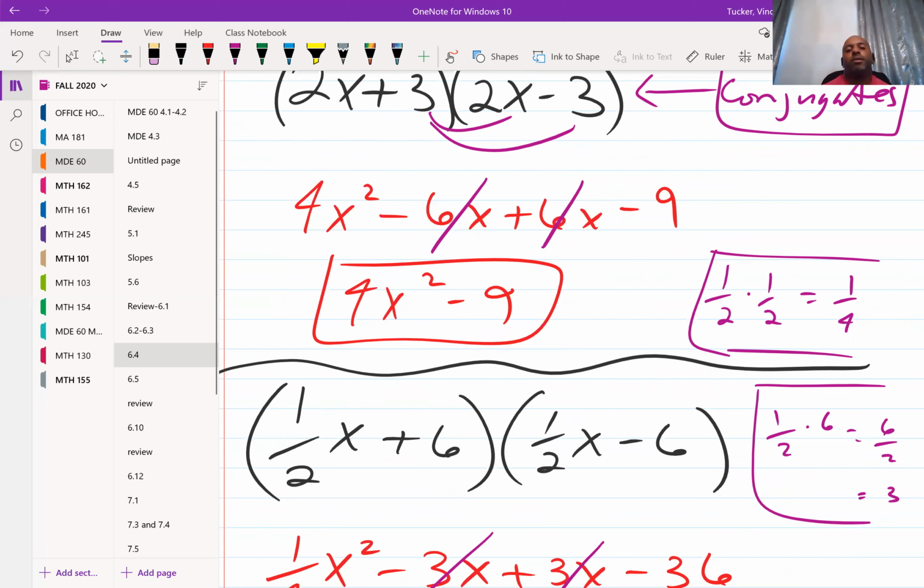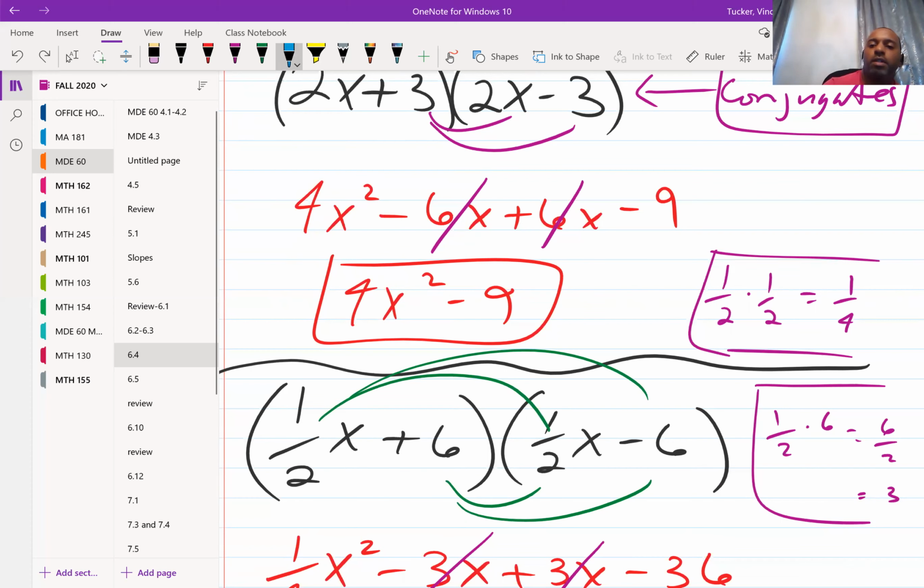Here, similar situation. We have 1/2 x plus 6, 1/2 x minus 6. So once again, plus or minus in between is the only difference, so something should cancel out for us. If we do our distribution, 1/2 times 1/2, that's what I was doing right here just to reemphasize the multiplication process. All you do is multiply across. 1 times 1 is 1, 2 times 2 is 4. So the result is going to be 1/4.